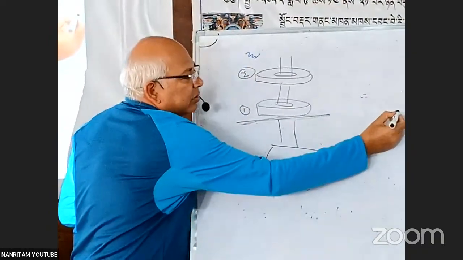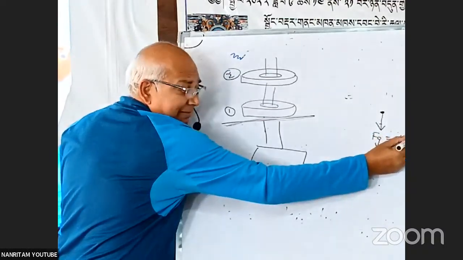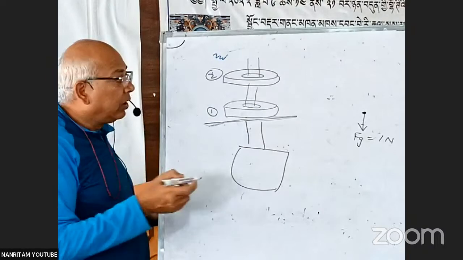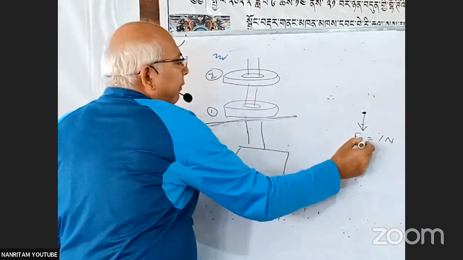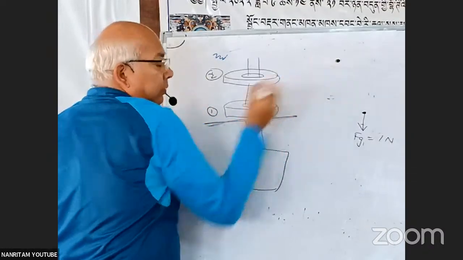First magnet पे एक force of gravity लग रहा है. Force of gravity equal to 1 Newton. Understands that? 1 Newton लग रहा है. Very good. Let us look at the second magnet. इसको भी dot बनाते हैं, second magnet को.